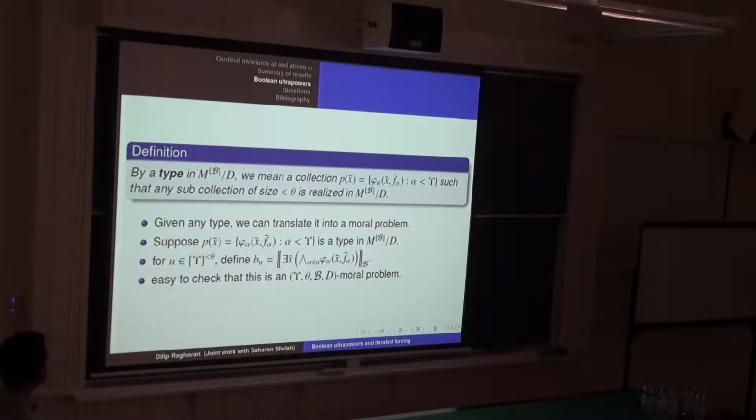Okay, so given a type, you can translate it into one of these model problems. How do you do this? Suppose you have a type, indexed by upsilon, so you have phi alpha for alpha less than upsilon. If you give me a subset U of upsilon of size less than theta, I can simply take the truth value of the formula: there exists an x such that it satisfies all the things in U. And this will be in D because of the assumption that any subset of size less than theta is realized. So this truth value will be in D, and you can easily check that it satisfies all the conditions I had for a model problem.